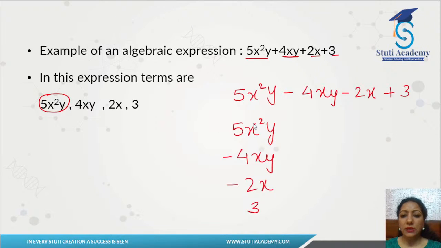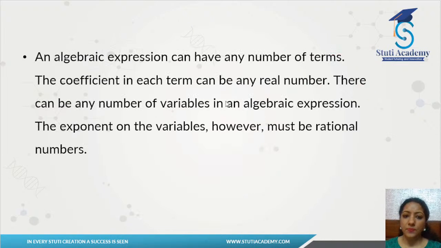By coefficient I mean that if I have x square y as the variable part, this is called the coefficient. So, this coefficient can be any real number. In this case, this xy has coefficient minus 4. So, the coefficients can be any real numbers.